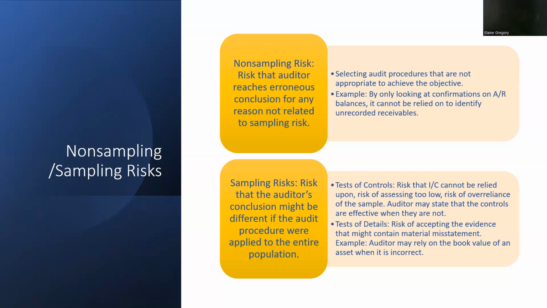In the test of details, we are at a risk of accepting a transaction based on face value where it might contain a material misstatement. We may rely on the book value of an asset where it might be correct, instead of recalculating and determining if that book value is actually correct. So we're simply relying on the information and not doing our own due diligence.